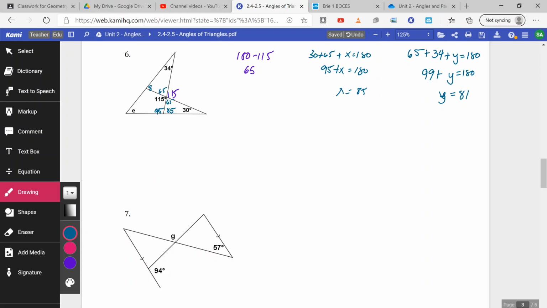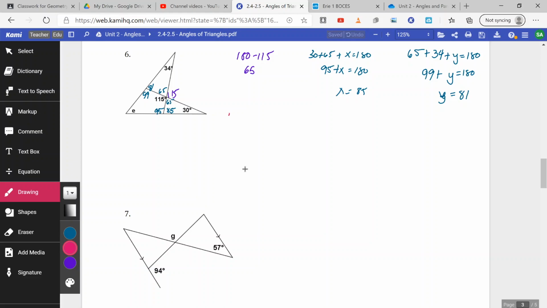So 81 for this one, and then that means this angle here is 99 since we have a straight line. Again, two angles here will add up to 180, 99, 81. So finally we're down to this four-sided figure. Again, a four-sided figure is nothing more than a quadrilateral. And we've just learned that in a quadrilateral, all four angles add up to 360.